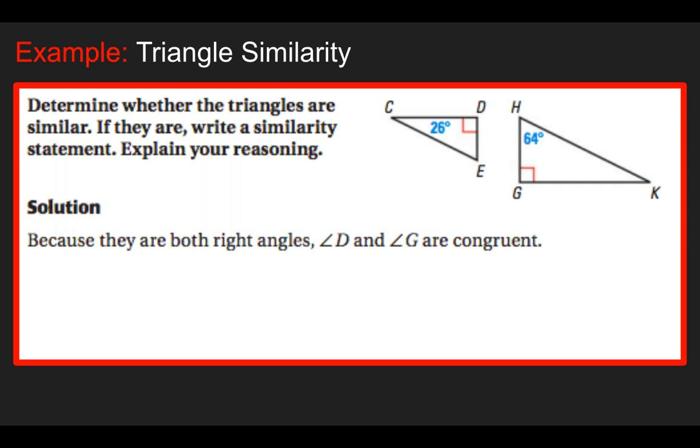Look at the two angles marked with red boxes. That means they're both right angles. If they're both 90 degrees, that means they're both congruent. Let's see if we can find another pair of congruent angles.